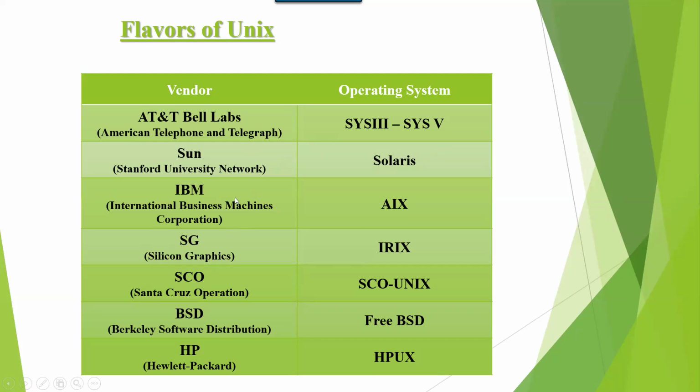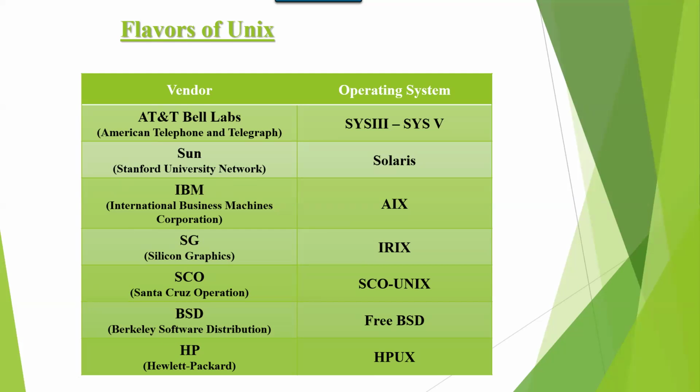See, if you go with IBM company, they are using AIX internally. Sun is using Solaris internally. Like these are the vendors. AT&T is using System III or System V internally, and even HP is using HP-UX. These are internal operating systems; for security reasons, they are using their own operating systems. But for all this, the source code is Unix only.